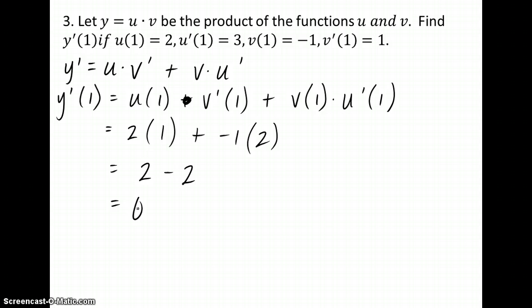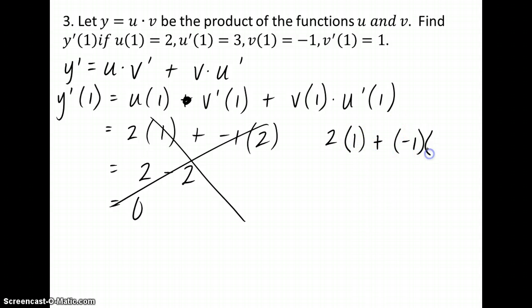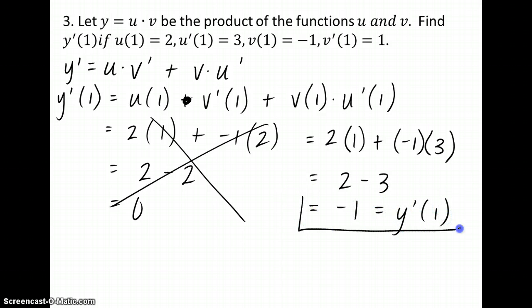Alright, that's not the answer I got on the test. U times v prime of 1. So u of 1 is 2, v prime of 1 is 1, v of 1 is negative 1. Okay. So u of 1, 2 times 1 plus negative 1, and then u prime of 1 is 3, not 2. So 2 minus 3, negative 1 would be y prime of 1. So negative 1 is the correct answer.